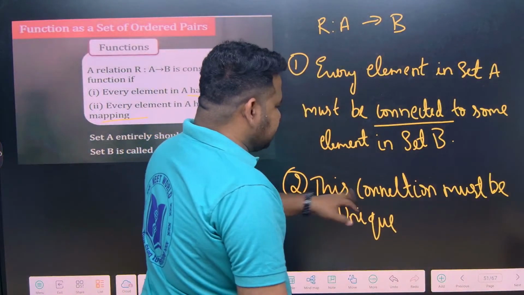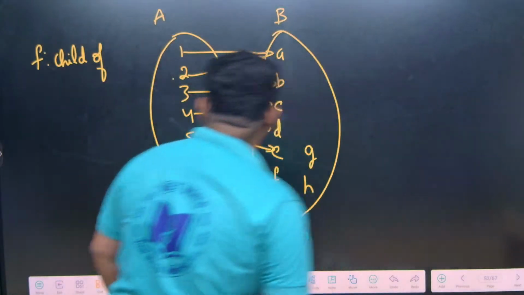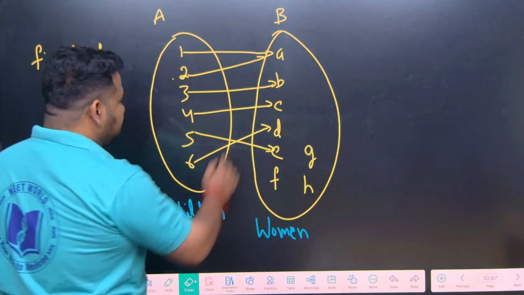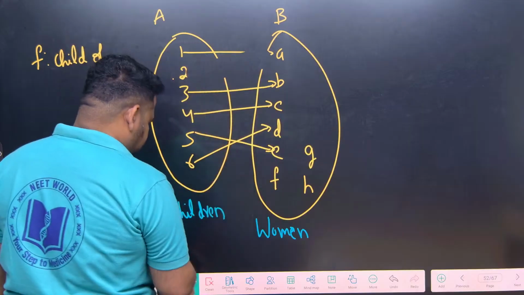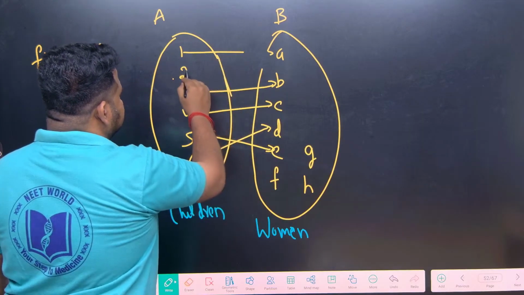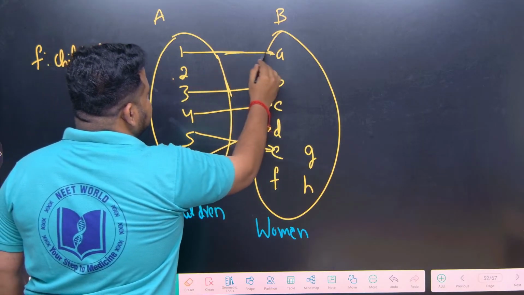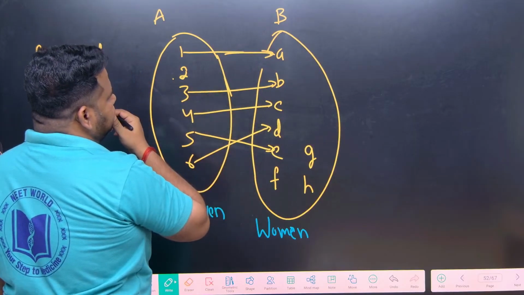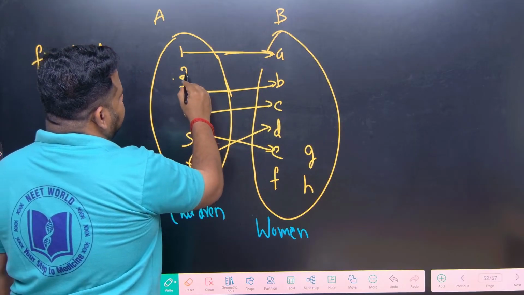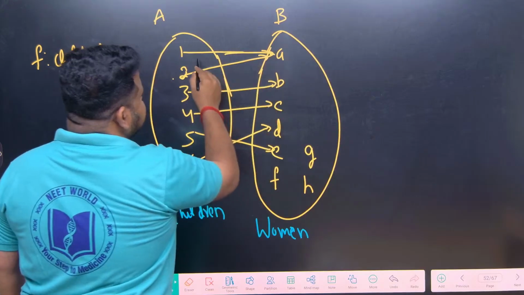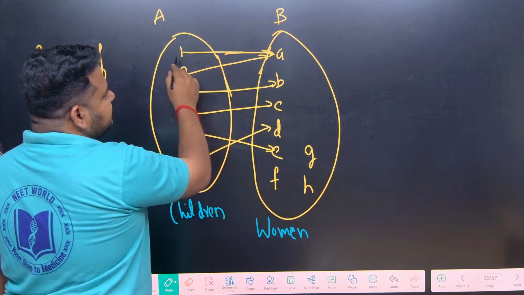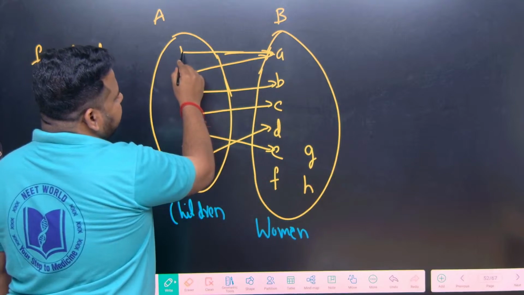this connection must be unique. This connection must be unique means, for example, instead of this, if I write like this, 2 is here. This A is here. This 2 is having mother A. That is totally okay. Then 1 is having the mother A, and 1 is also having the mother C.